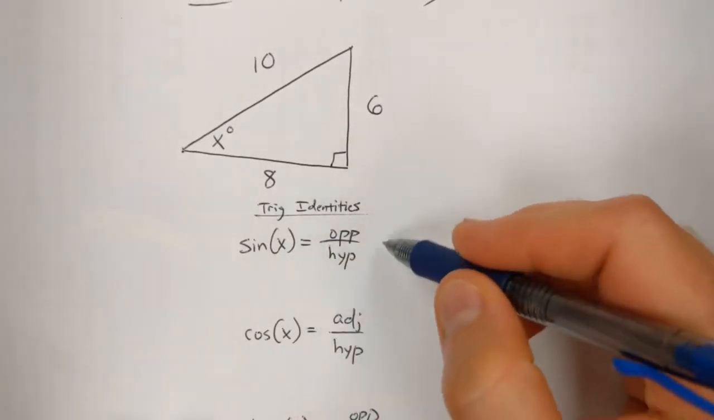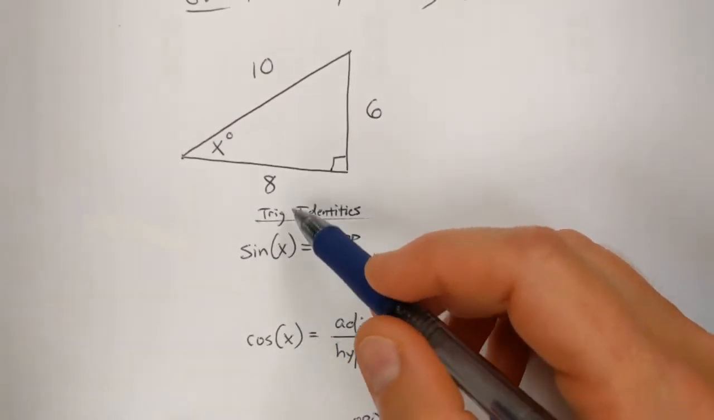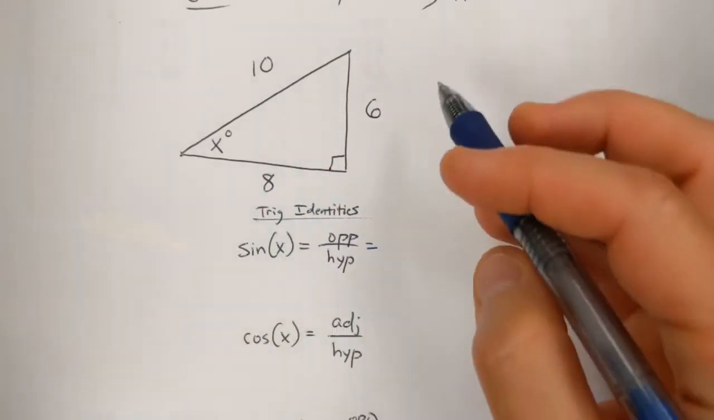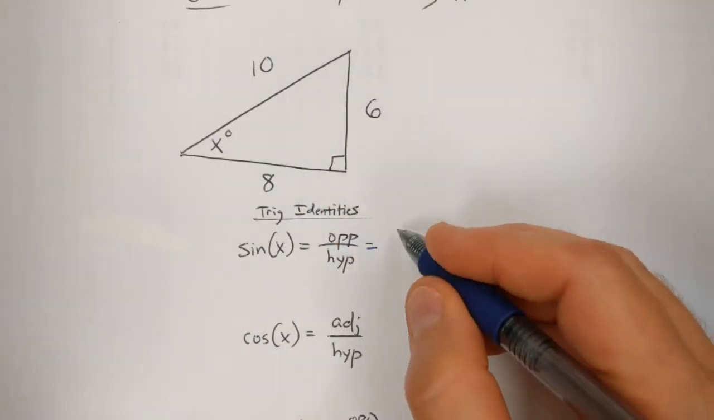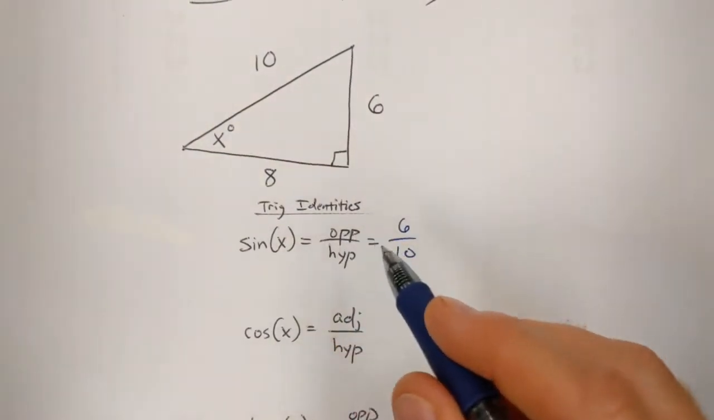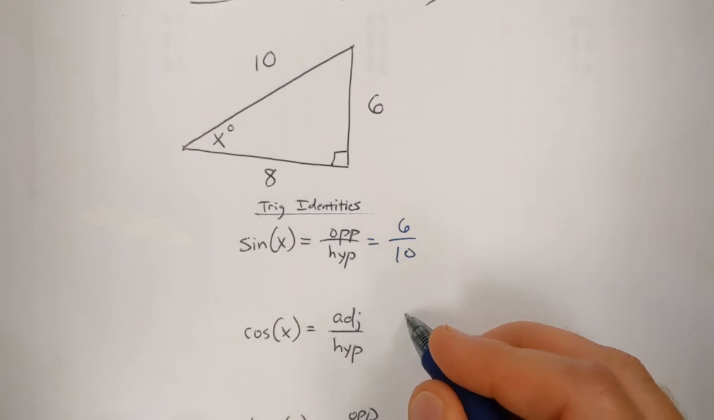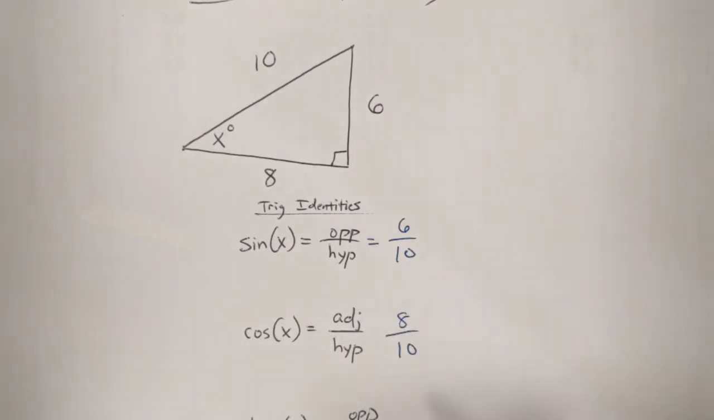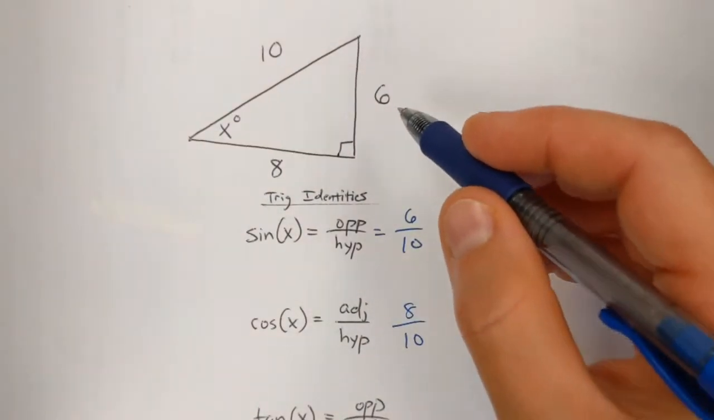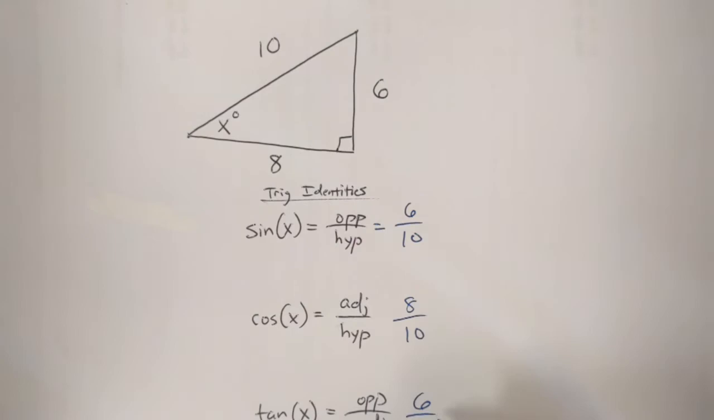In this particular example, if we were asked to find the sine of x, we could say the sine of this angle x is opposite over hypotenuse. It'd be 6 over 10. The cosine of this angle x is adjacent over hypotenuse, it'd be 8 over 10. And the tangent of this angle x is opposite over adjacent, that would be 6 over 8.